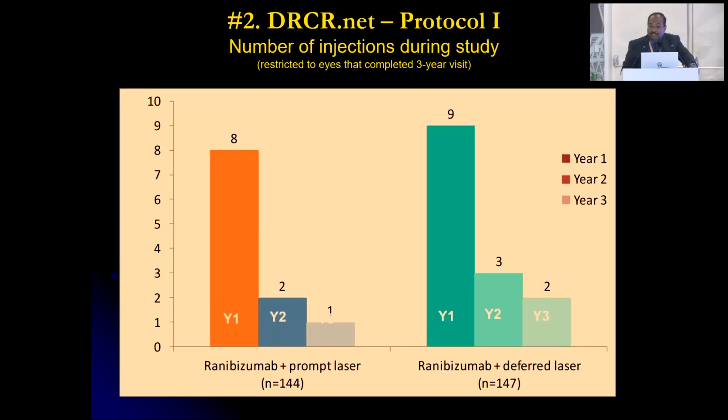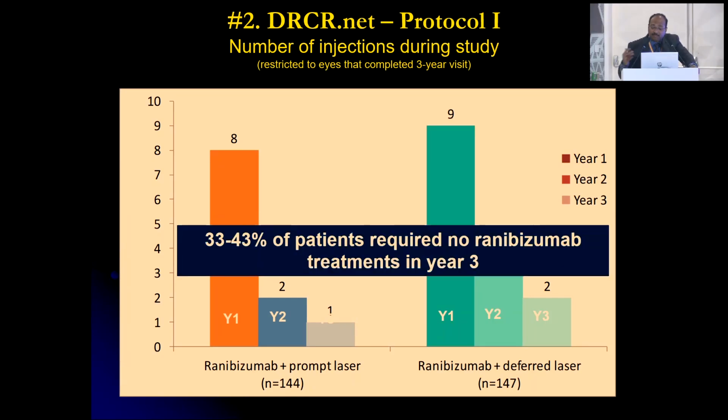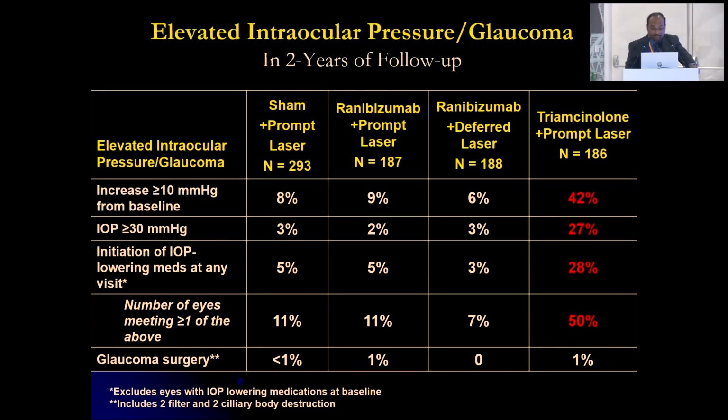Now, this is a very important slide. So this shows that in both those ranibizumab combination arms, getting a fix on that DME very intensively in the first year, you see 8 and 9 injections, will dramatically reduce the number of retreatments you need to put in the subsequent years, so 2 and 1 and 3 and 2. So it's a beast that you need to get a grip on early, and it's important to tell your patients that. And up to 43% of patients required no ranibizumab retreatments in year 3.